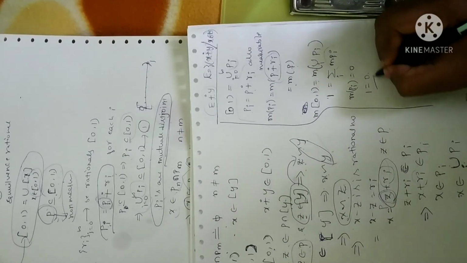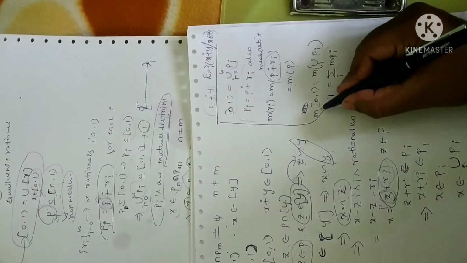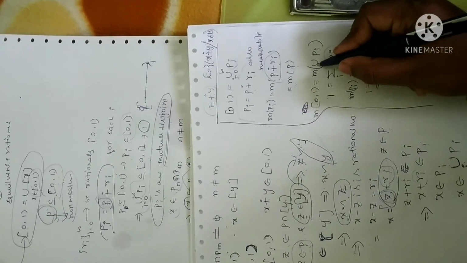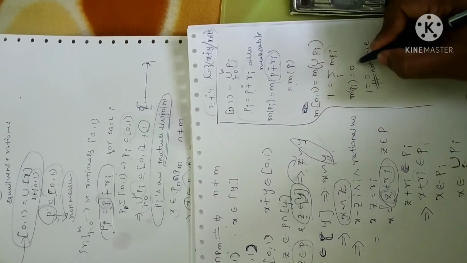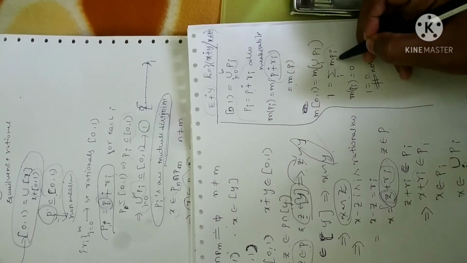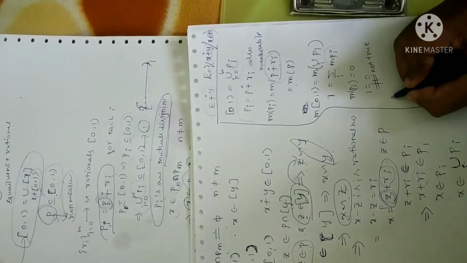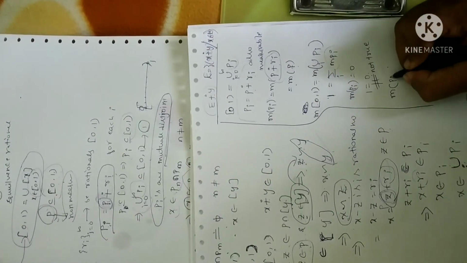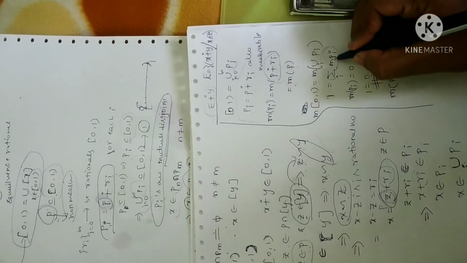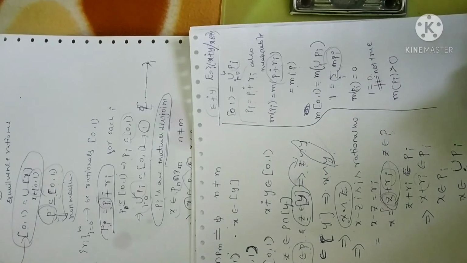1 is equal to 0. Obviously it is not true. Am I correct? Why? Because the length of 0, 1 is 1. So if the value of this is equal to 0, since I have obtained the monotonic property, the union becomes a summation. If this value is 0, I have obtained 1 is equal to 0, which is not possible. So the conclusion is that the measure of Pi should not be equal to 0. In the sense that value should be greater than 0.